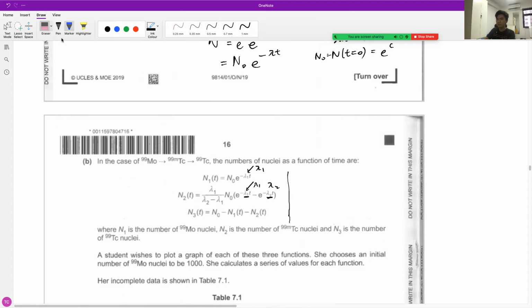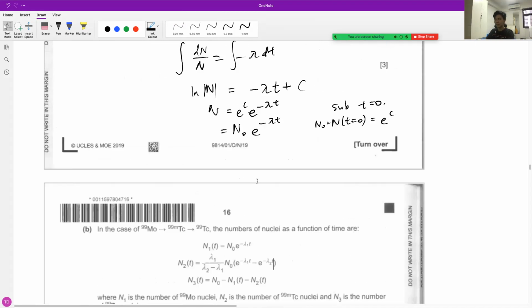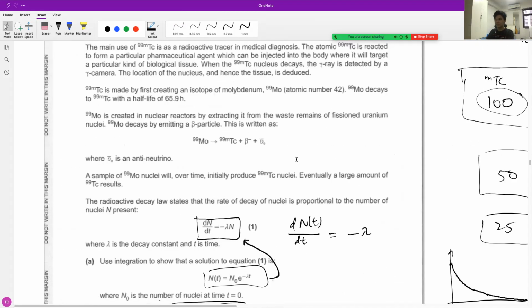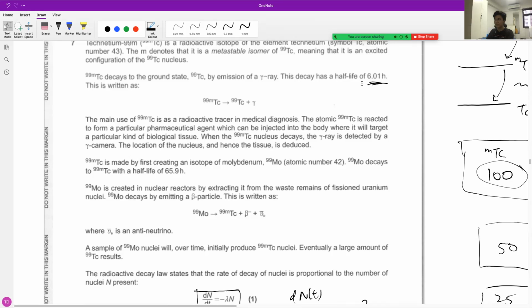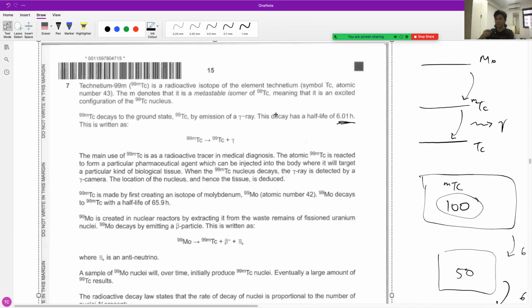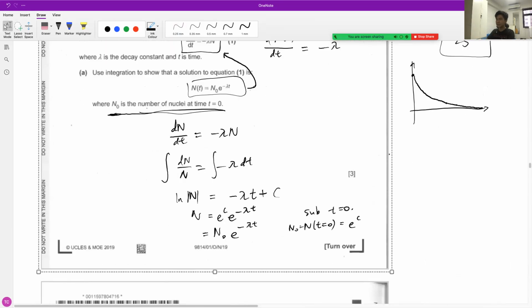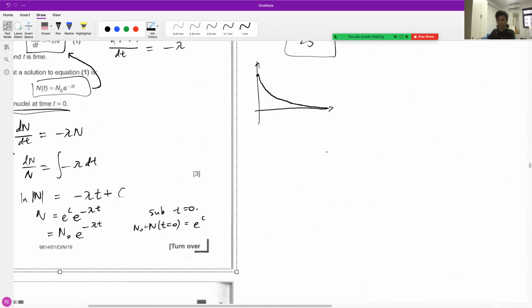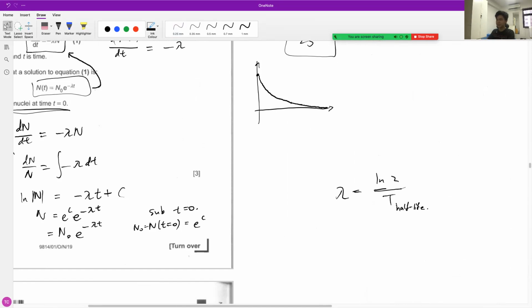So what do we need to do over here? We need to find lambda 1 and lambda 2 in terms of the half-life. So we're given the half-life of the decay process, but we're not given the value of lambda. So we need to calculate the value of lambda from the half-lives that are given. So how do you do that? Well, the formula is actually just lambda equals ln 2 over the half-life. But it helps to understand why that is so.